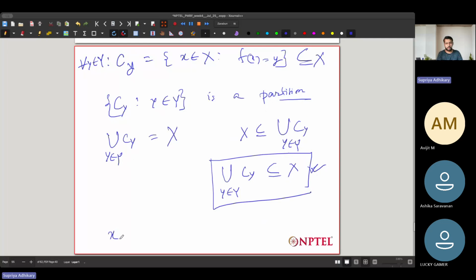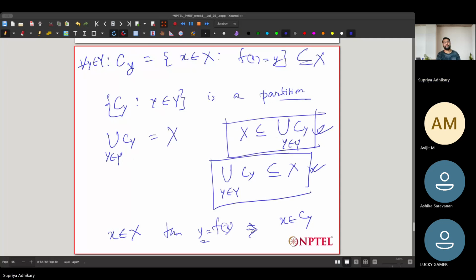So we consider any arbitrary x in X. Then f of x exists. Let us consider y equals f of x. Then x belongs to C of y for that particular y, and therefore we can say that x belongs to the union of the C of y. So this is also true. Since both of them are true, we can say that X is actually the union of these. So the first part is done.